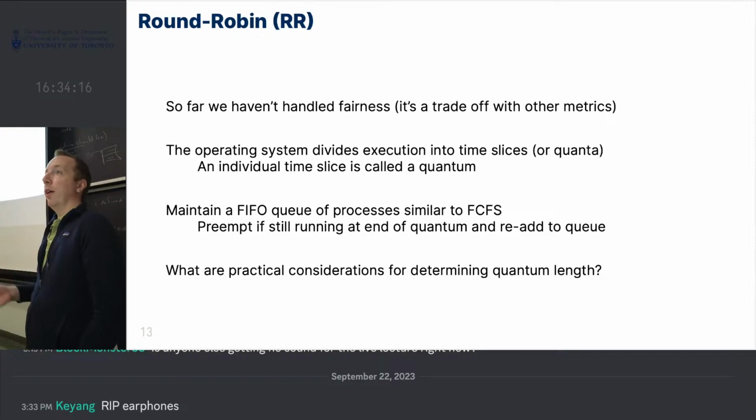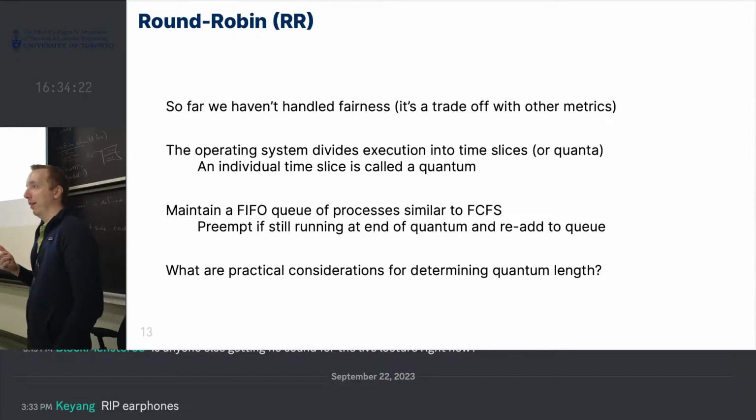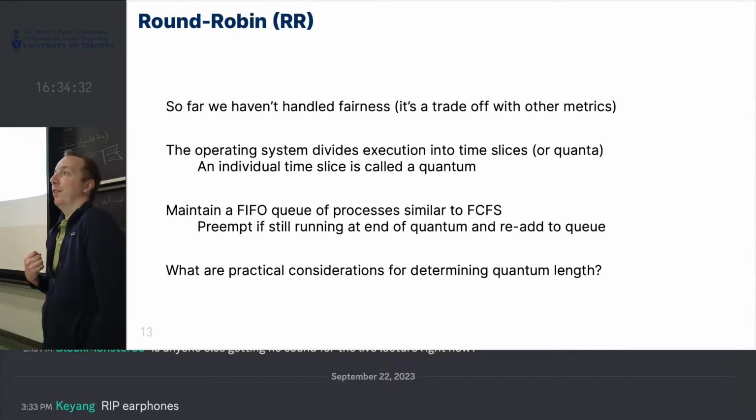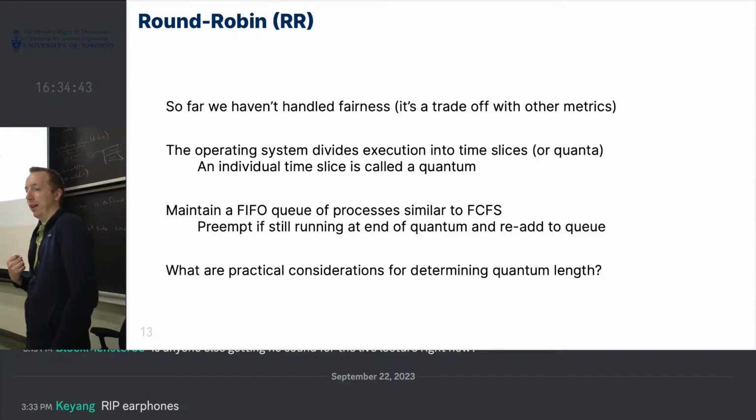So what are some practical considerations for determining that time slice or quantum length? If you make it way too small, you might be spending a lot of your time context switching. If your time slice is smaller than it takes to actually do a context switch, you're going to be wasting a lot of time.